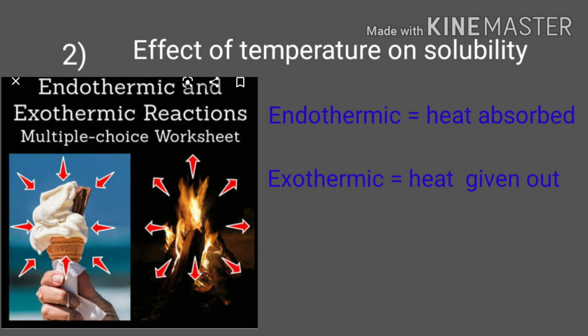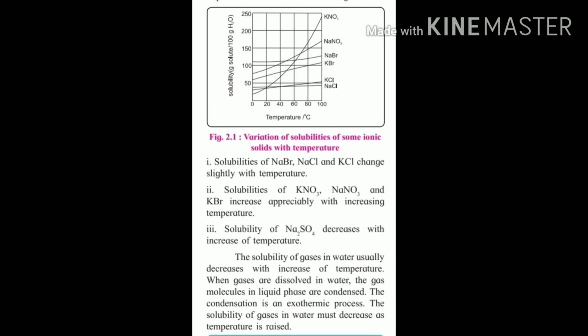When you move on to exothermic reaction, it is the example of lithium sulfate. So lithium sulfate is going to dissolve in water, but it is going to give out heat. So the solubility of the substance is going to decrease with increase in temperature for an exothermic process. Here is a graph which shows the variation of solubilities of ionic solids with temperature.